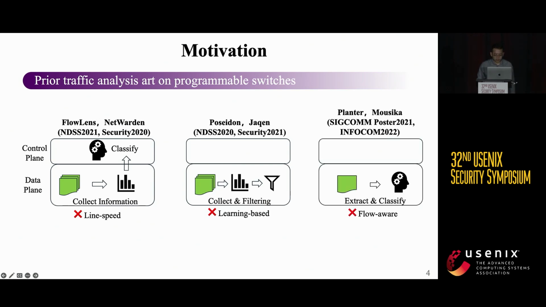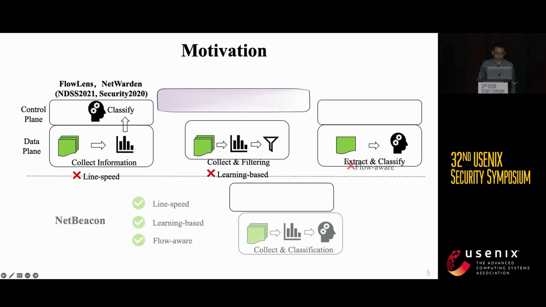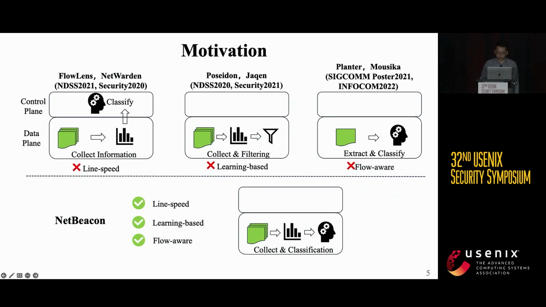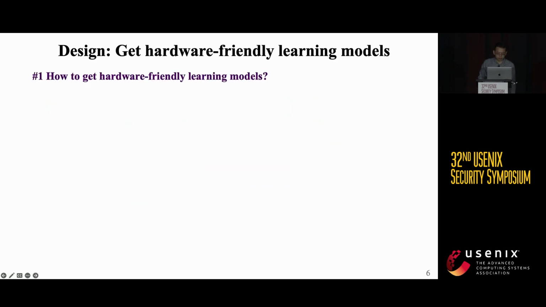The third class, such as Mousika, considers per-packet features and deploys a decision tree model to do the classification. However, they have low efficiency in representing learning models. More importantly, traffic is not analyzed at the flow level, which is necessary for traffic analysis. Thus, we design NetBeacon to advance the state of the art by simultaneously achieving line-speed, learning-based, and flow-aware traffic analysis on the network data plane. I will start with the structure of NetBeacon.